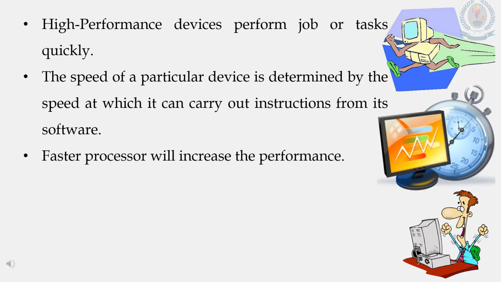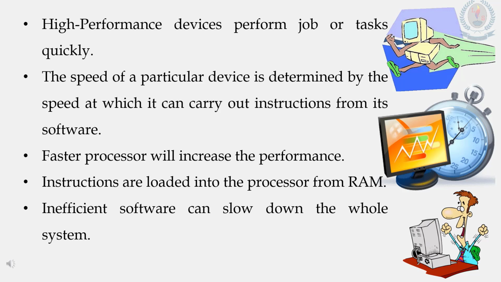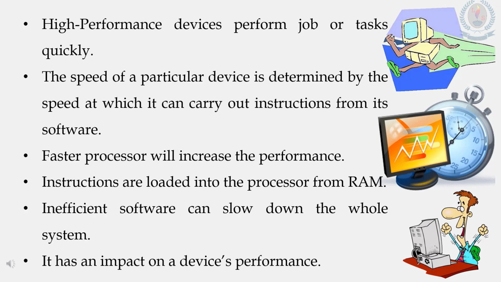A faster processor will increase the performance. Instructions are loaded into the processor from RAM. That means faster RAM will also allow instructions to be loaded into the processor more quickly. Inefficient software can also slow down the whole system. It has an impact on a device's performance.